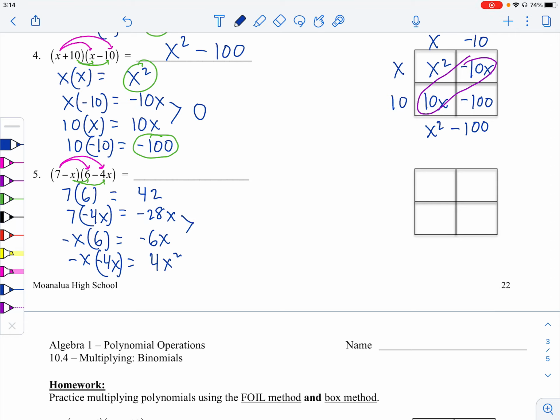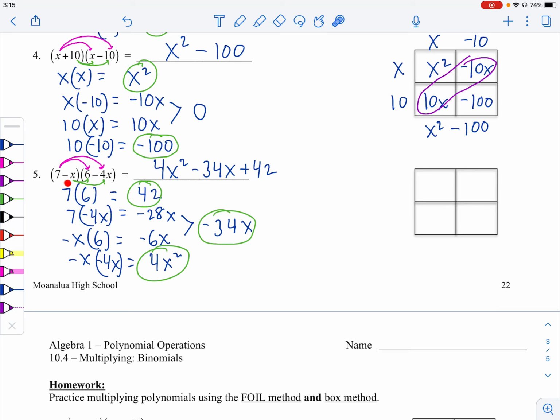Then you combine like terms. Negative 28 minus 6 is negative 34 x's. We combine them. And now we have our terms, 42, negative 34x, and 4x squared. And then remember, we have to put it in order, right? So highest power first. So x squared goes first. So 4x squared, then our x's, negative 34x, then our number, positive 42. Okay, so make sure you rewrite it in order with highest power always coming first.